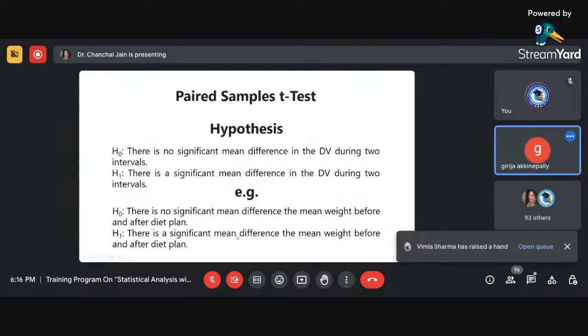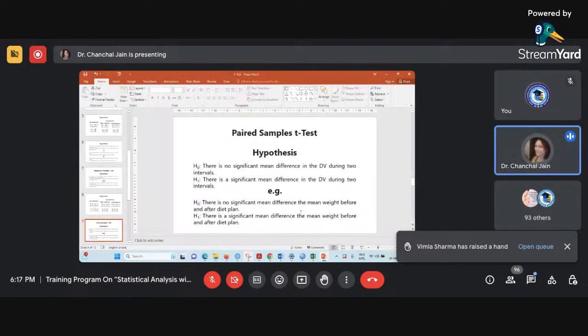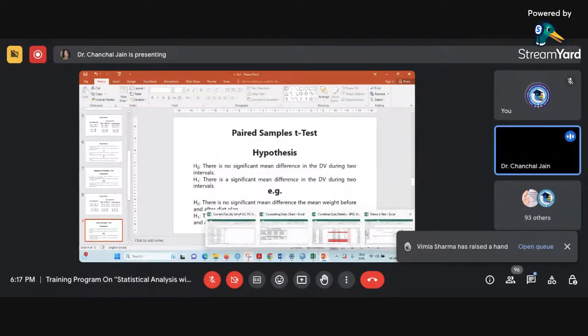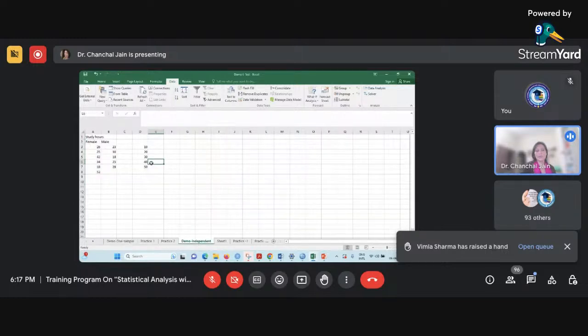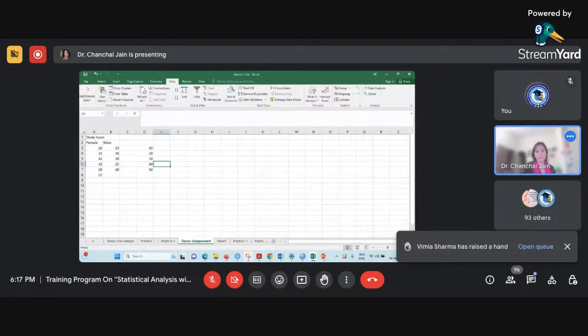So again, now I'm switching to the Excel first, and then we will talk about the paired samples details. I'm coming to the same Excel sheet, and you can toggle in between these worksheets and find the fourth sheet with the name Demo Independent. You need to click on that. I hope it is clearly visible to all.